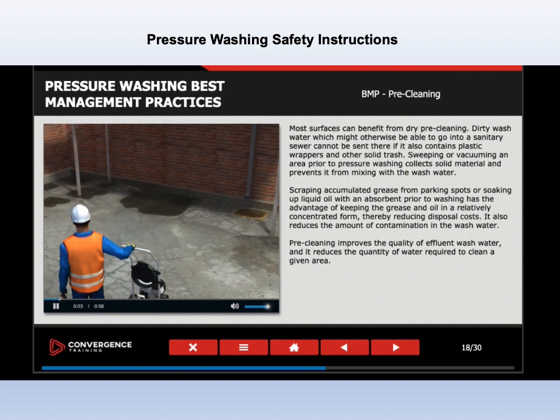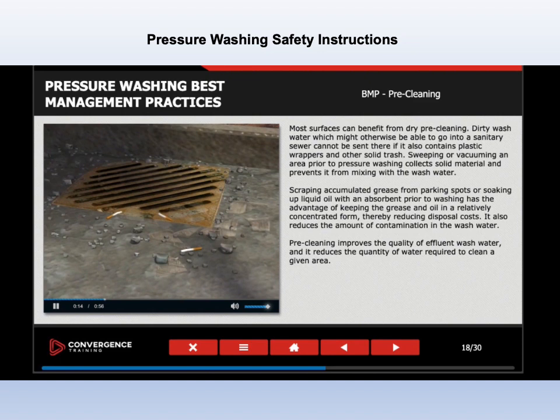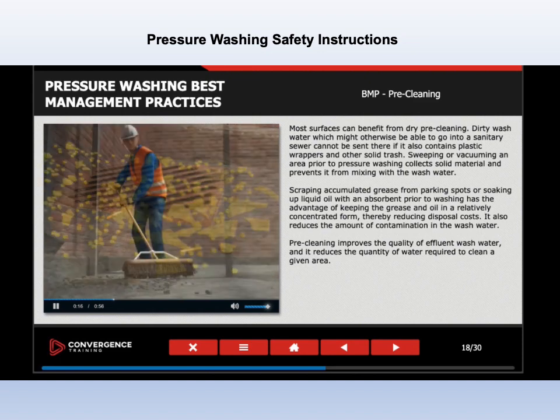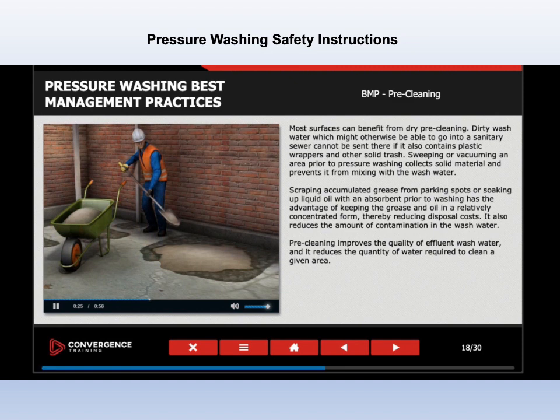Most surfaces can benefit from dry pre-cleaning. Dirty wash water, which might otherwise be able to go into a sanitary sewer, cannot be sent there if it also contains plastic wrappers and other solid trash. Sweeping or vacuuming an area prior to pressure washing collects solid material and prevents it from mixing with the wash water.